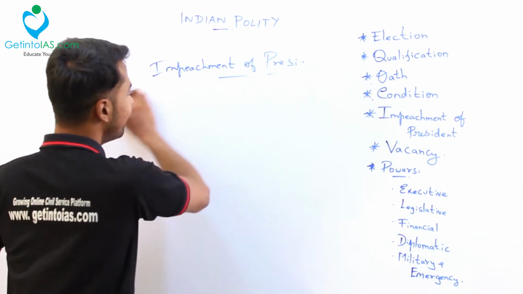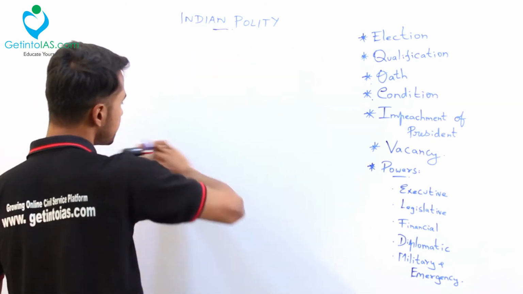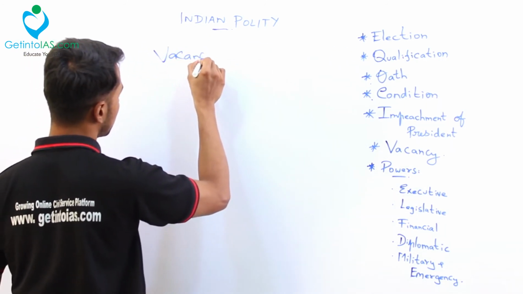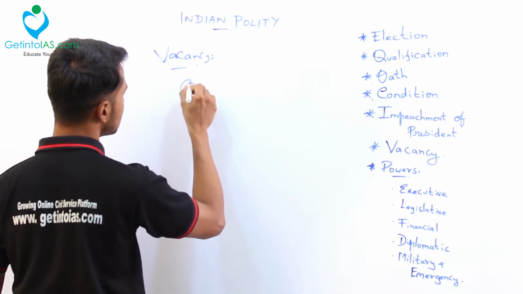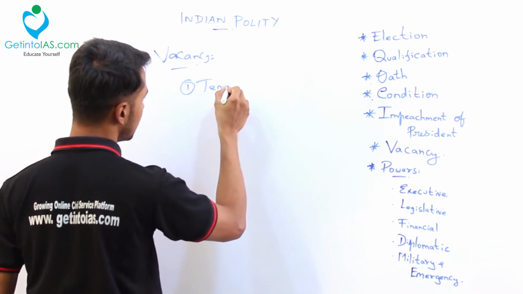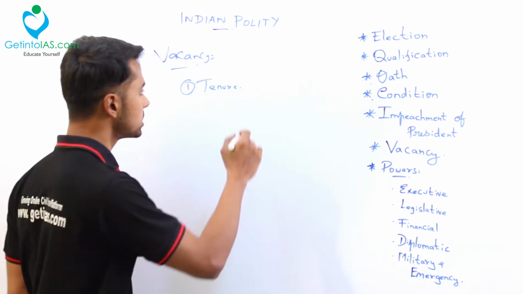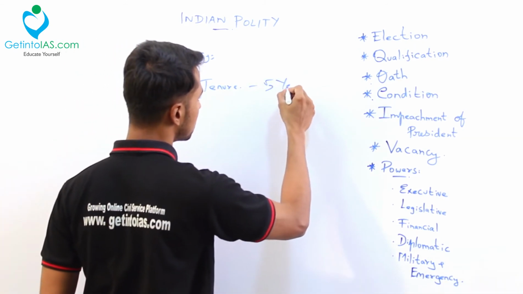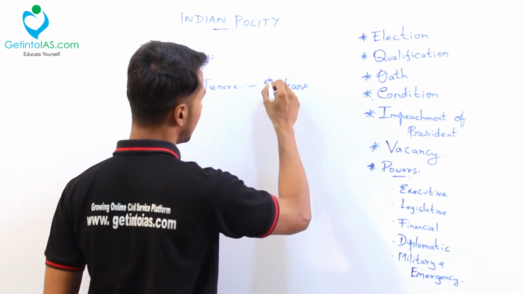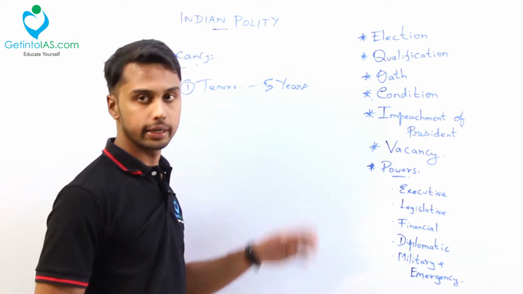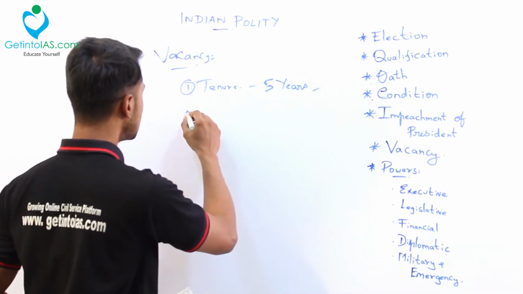Next you are going to the vacancy. What is the vacancy of the seat of president? Okay, vacancy ground. What are the vacancy grounds? First is his tenure. Tenure is nothing but the time period in which he will sit in his office. What is the tenure of a president? 5 years. If a person is elected as a president, he will continue for 5 years. Okay, that is okay. Next is with resignation.